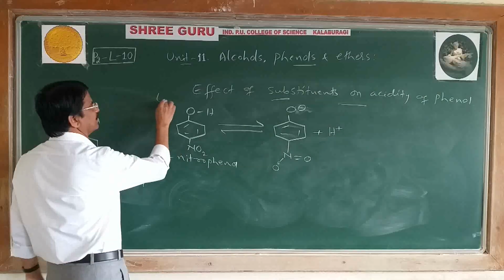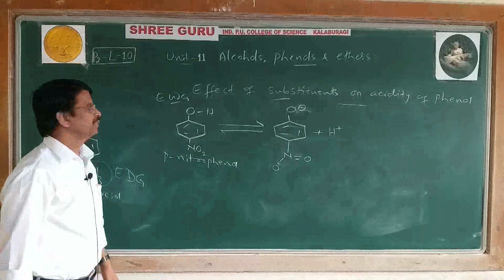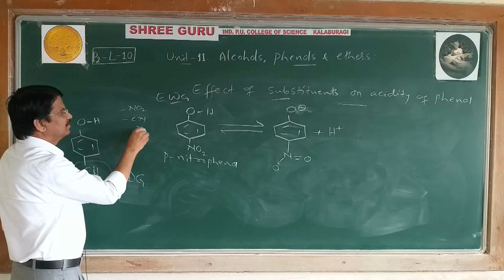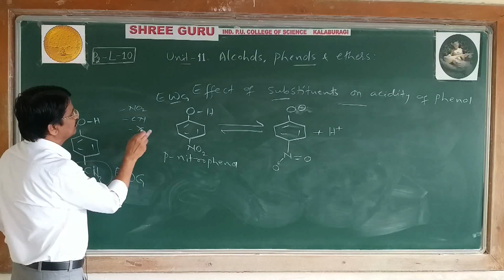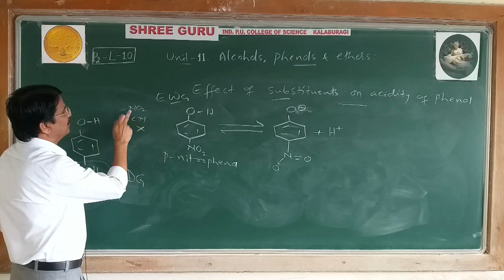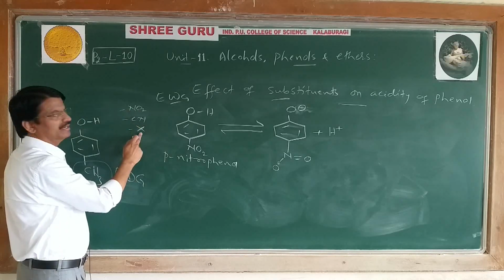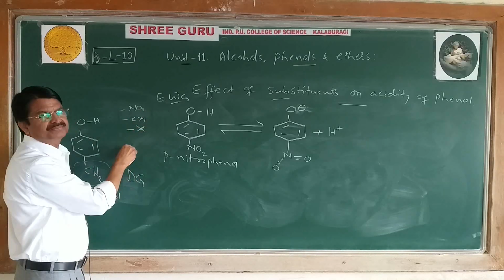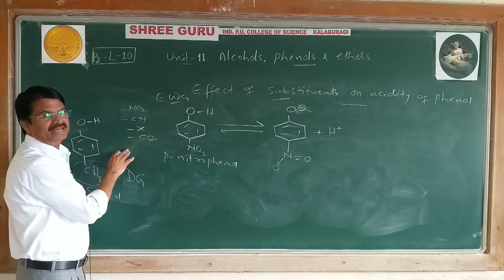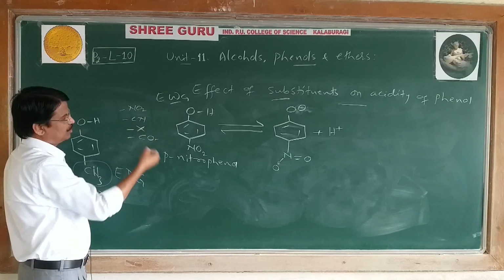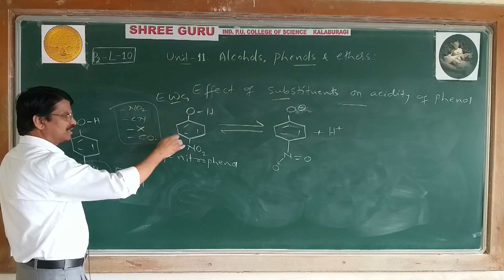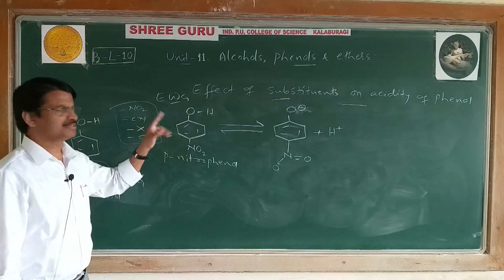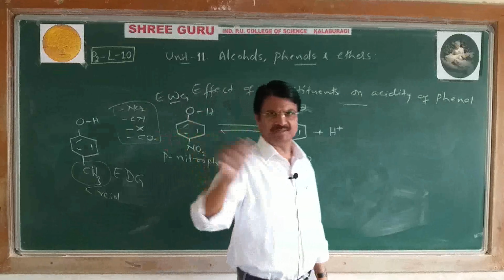And I am explaining the effect of EWG groups. EWG groups are NO2, cyanide, halogens, that is, nitro groups, cyanide compounds, and halogens. These are called electron withdrawing groups, and even carbonyl compounds, aldehydes and ketones, are also called electron withdrawing groups. If any one of these groups is present on the ring, see what happens. I have considered the NO2 group, as it is given in the syllabus.